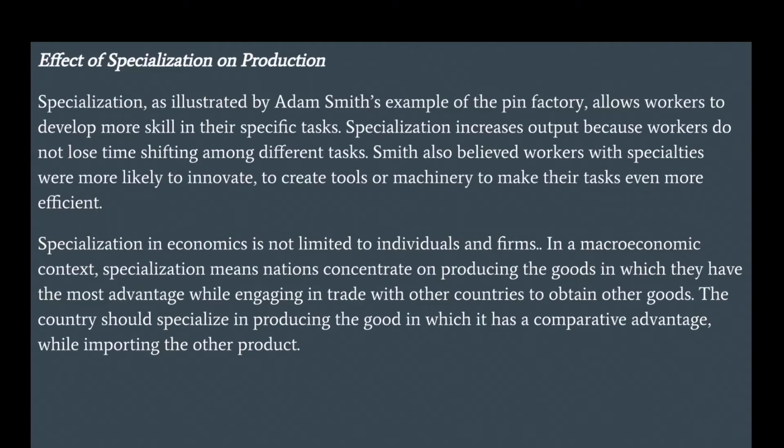In a macroeconomic context, specialization means nations concentrate on producing the goods in which they have the most advantage while engaging in trade with other countries to obtain other goods. The country should specialize in producing the goods in which it has a competitive advantage while importing the other products.